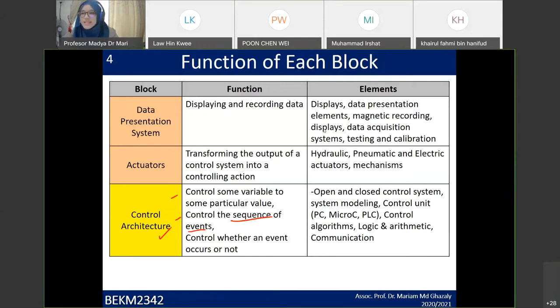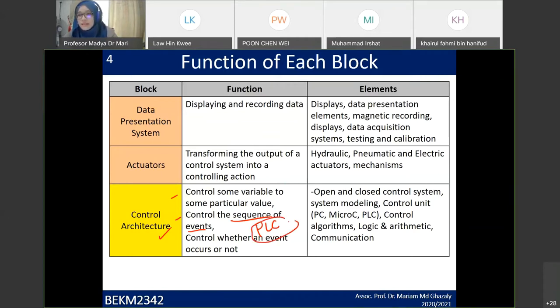So I was asking, where do you use the PLC control? Where do you normally use it? Any idea? It's actually used in daily life. Traffic light. Traffic light, correct. The common one you see, especially in Melaka.